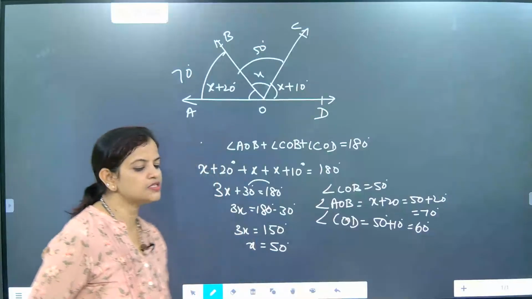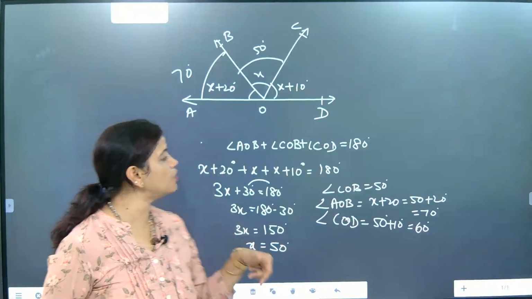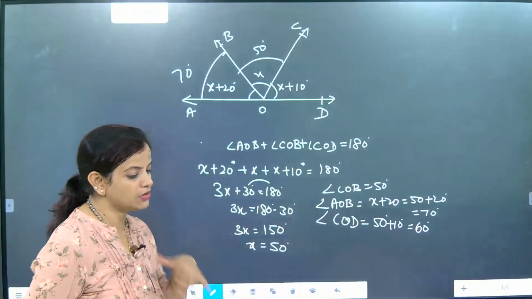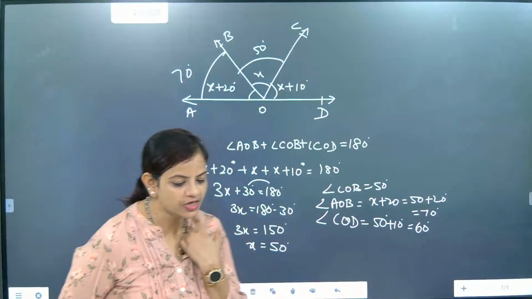This was the full question because they needed to find the value of all these angles: angle AOB, angle COB, and angle COD. These are the three angles they had to find. Okay, they had to find these three angles.